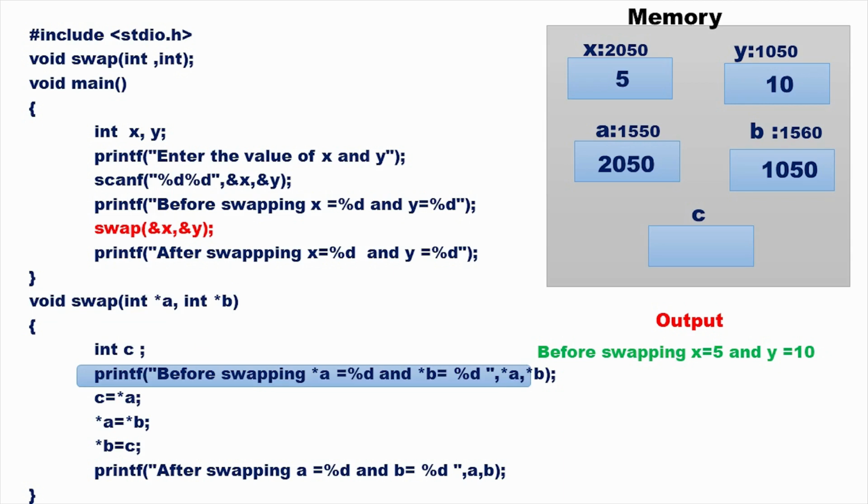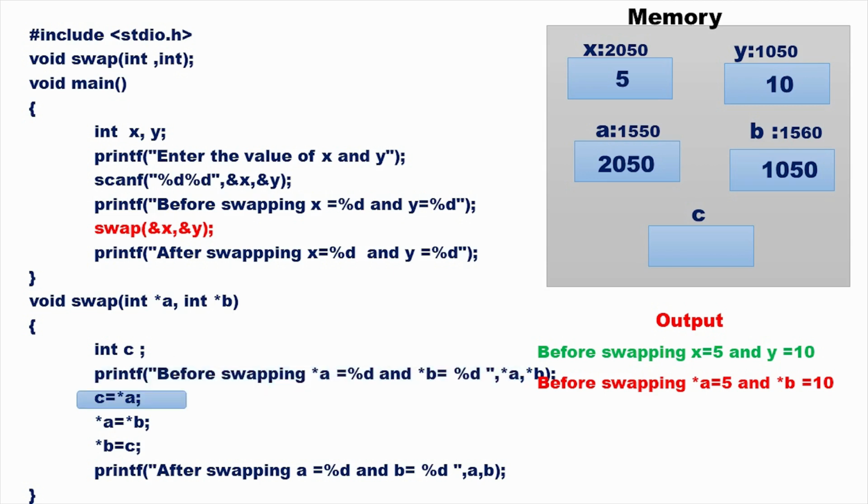Print the content of the memory location pointed by a and b. a points to location with address 2050, so 5 will be printed, and b points to 1050, so 10 will be printed. We will get the output before swapping: *a is equal to 5 and *b equal to 10. That is, the values of x and y are printed.